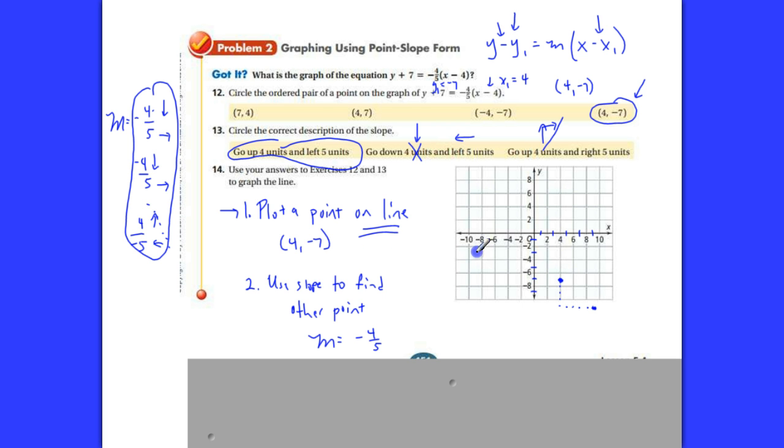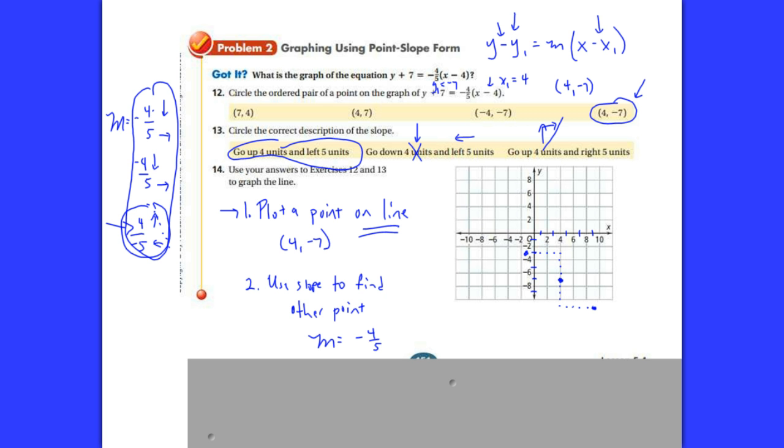So I'm going to go backwards. I'm going to use this slope here. Okay, I'm going to try going up 4, left 5, and see what happens. Up 4, 1, 2, 3, 4, and I'm going to go left 5, 1, 2, 3, 4, and 5. I end up right there.